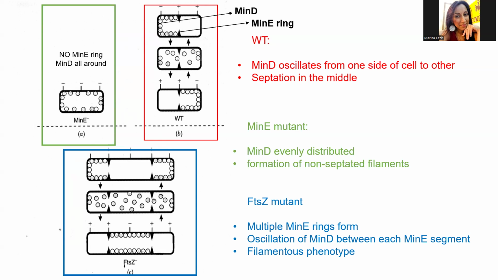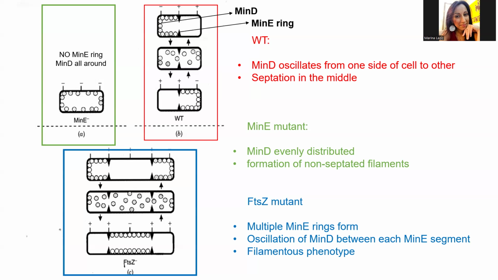In the Min E mutant, which is the green one, there is no Min E, so there is nothing to form the early septum. That means Min D is all around the cell, and you will see there will be no septum. If you see the green picture, there is nothing to form a septum. So Min D is going crazy all around the cell.